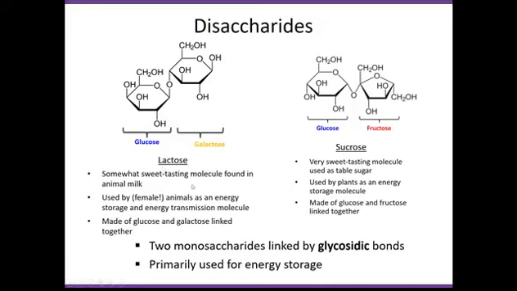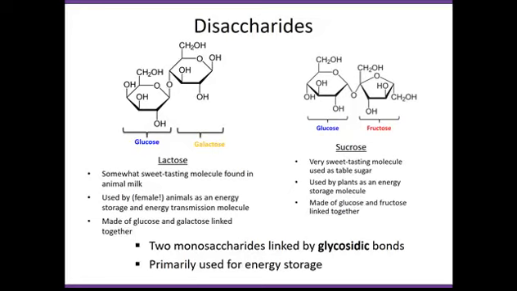And lactose is kind of sweet, alright. It's mostly used by female animals as an energy storage and energy transmission molecule. So it's found in milk, right? So that way the baby can get some energy from the mom.